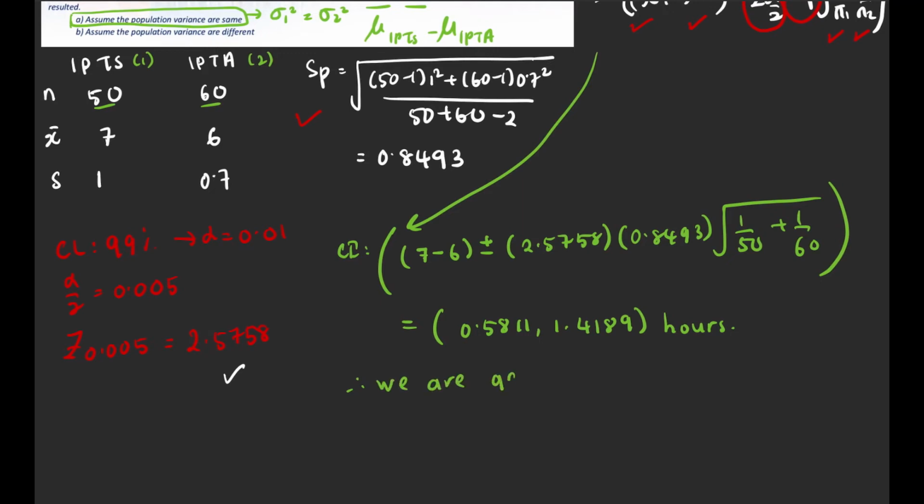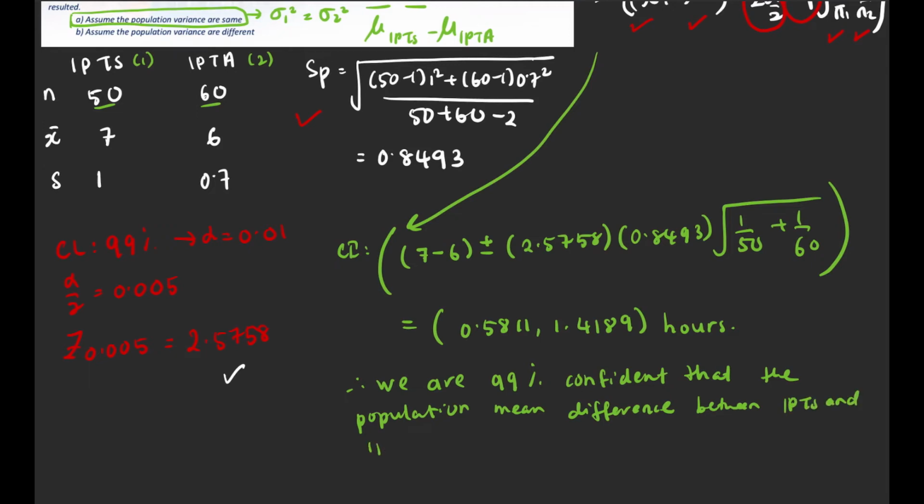We are 99% confident that the population mean difference between IPTS and IPTA lies between 0.58 and 1.42 hours.